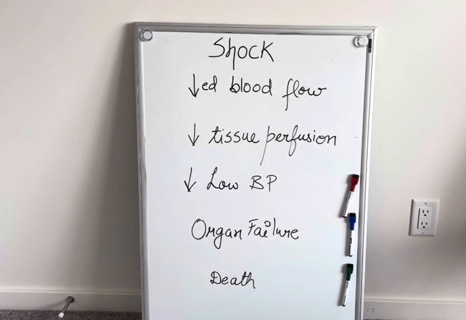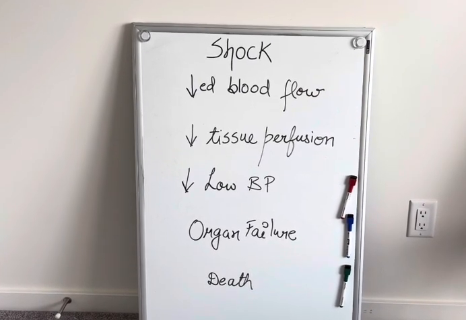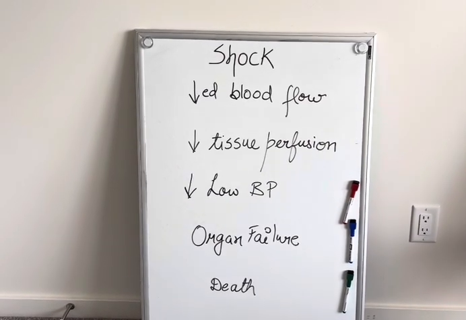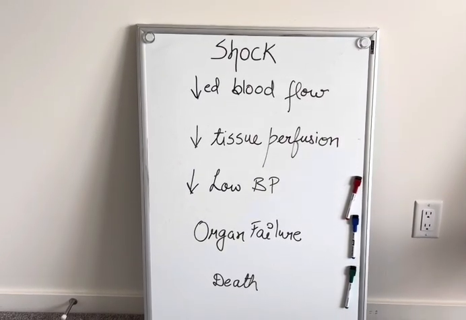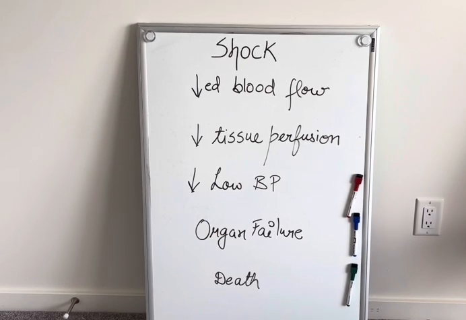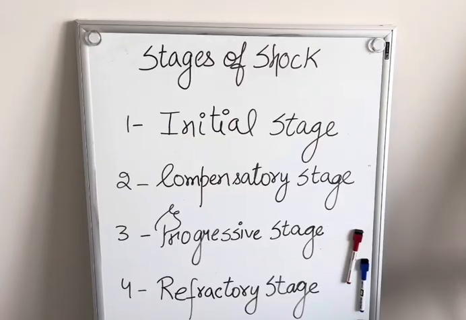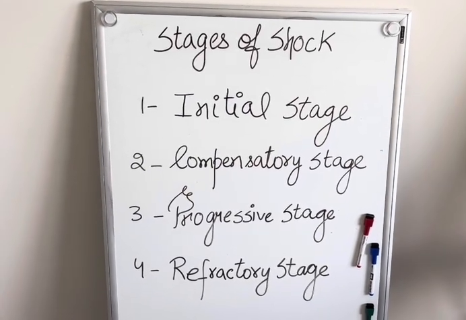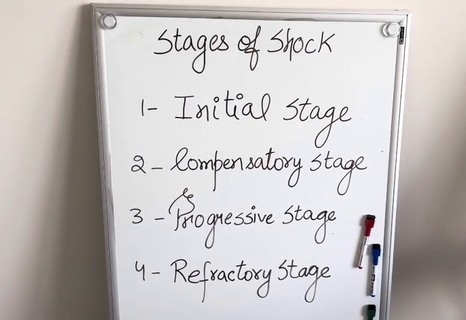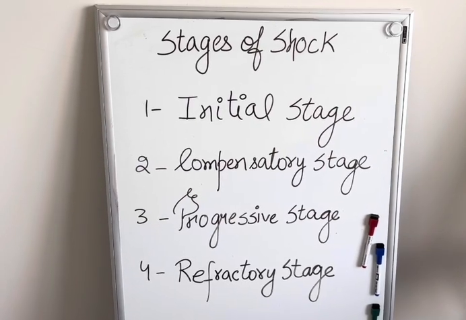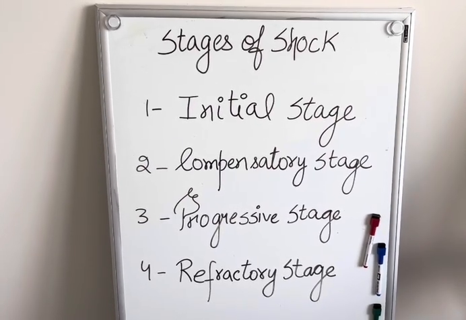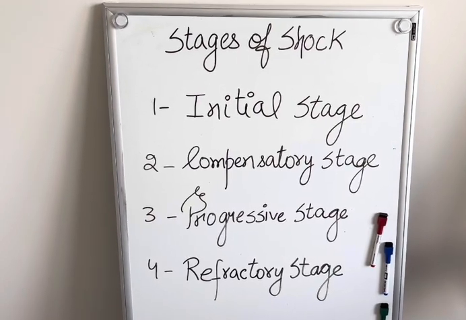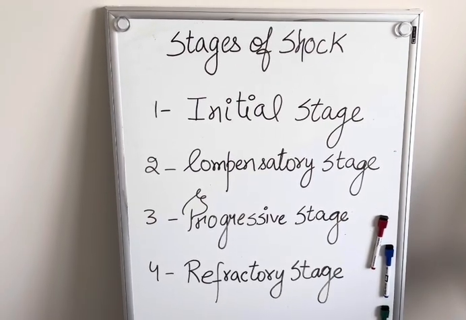And from an NCLEX point of view, we need to remember that there is an extremely low blood pressure in shock. Well, there are various stages of shock which we'll be discussing now. Next, coming to the stages of shock, we have 4 different stages. Number 1 is the initial stage, and second is the compensatory stage. The third one is the progressive stage, and the last one we have is the refractory stage. Let's discuss them in more detail.